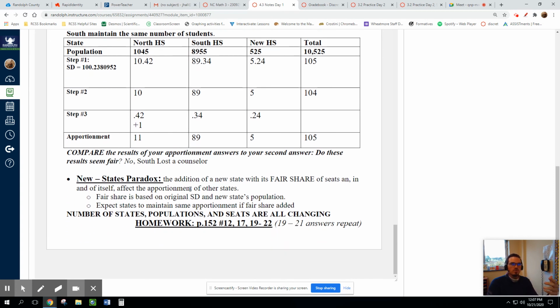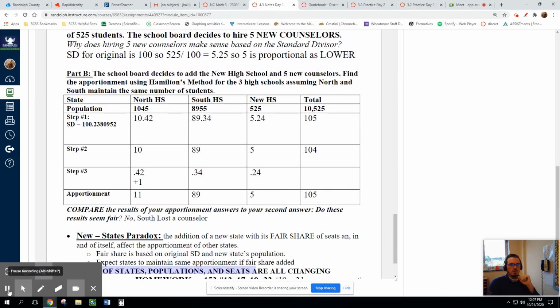It's like when our country added new states beyond the 13 colonies. Now we go to maybe the 48 continental U.S., and then we start adding Hawaii and Alaska, and now there's a problem because we have to add new seats in Congress, or the House, to represent them. Now, the addition of the new state with its fair share of seats in and of itself affects the apportionment of other states. The fair share is based on the original standard divisor. We expect the new populations to maintain the same apportionment and be fair. Okay, the number of states, populations, and seats are all changing in these paradoxes. Make sure that you type those up and get that turned in.